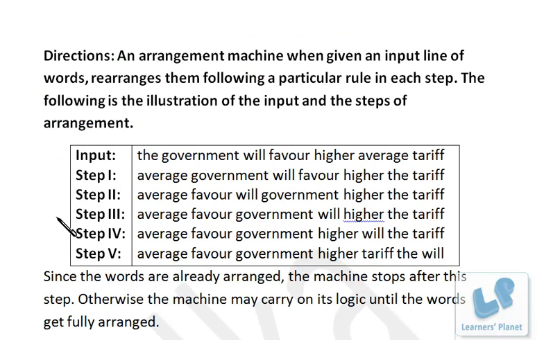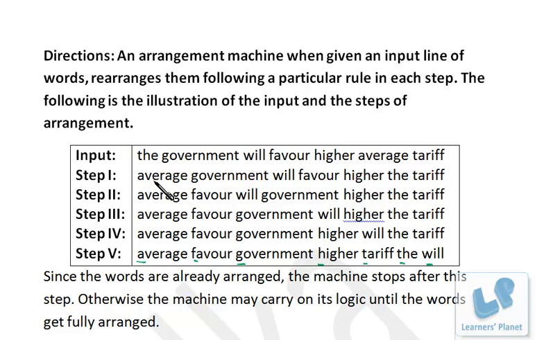Now friends, let's see this set of questions. Here the input is this: the government will favor higher average tariff. The first step is average coming at the first place, and if we see the last step, average favor government higher tariff the will. That means we can see that the words are alphabetically arranged, or the dictionary order has been followed.